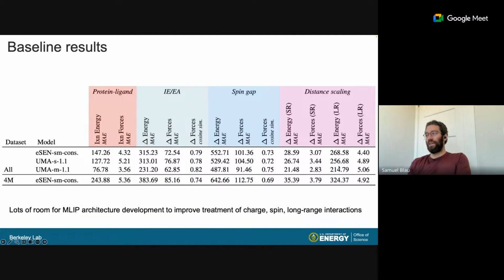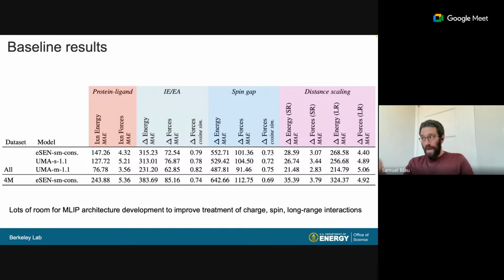And you can basically think of that as these MLIPs use a 6 angstrom graph cutoff. So there are no edges in the graph between atoms that are more than 6 angstroms apart. And here the long range distance scaling task is explicitly when we have molecules sitting in space greater than 6 angstroms from each other. So we've intentionally broken the models here, but in chemistry, interactions persist further than 6 angstroms, specifically the Coulomb interaction based on charges.